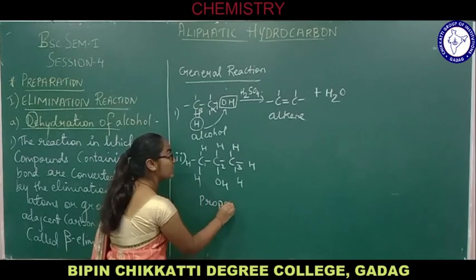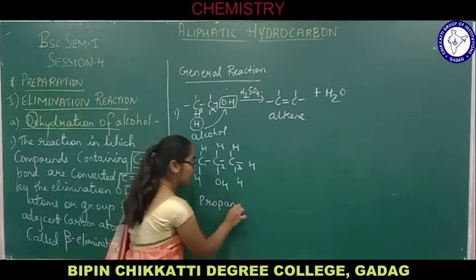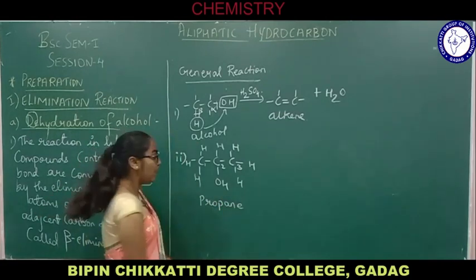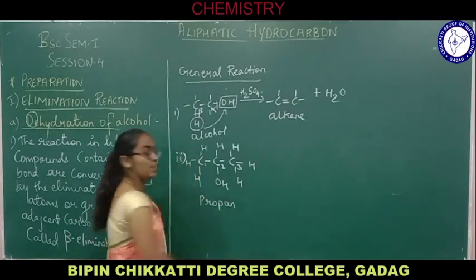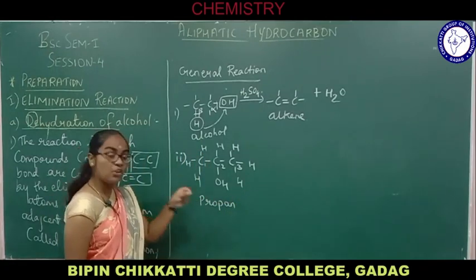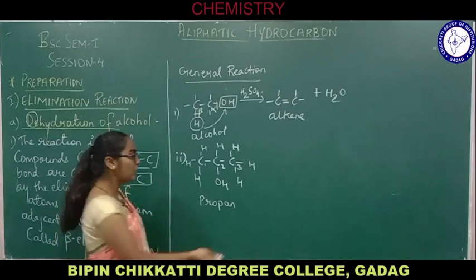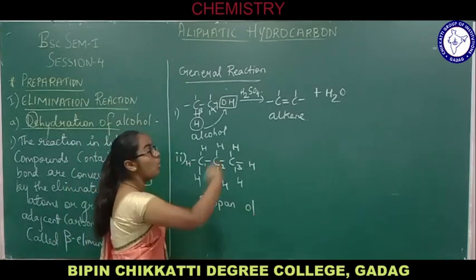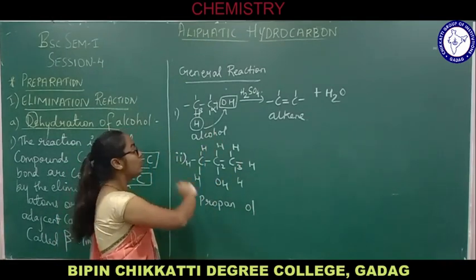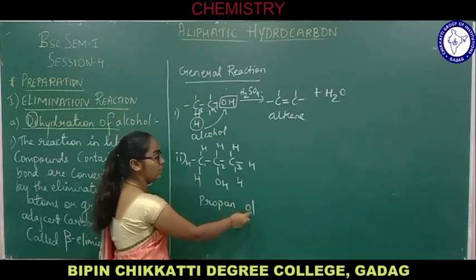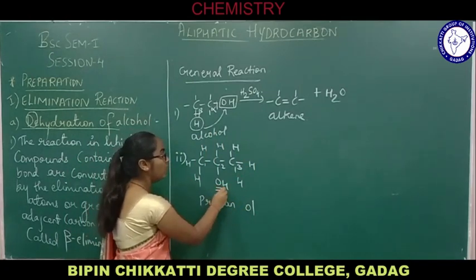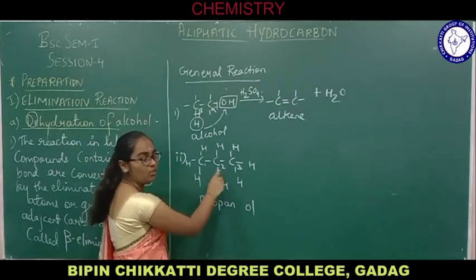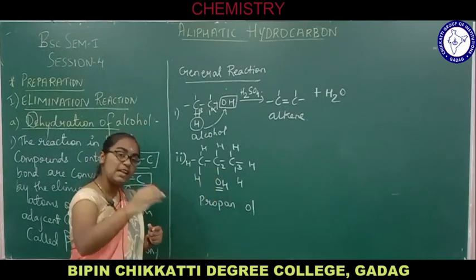The parent alkane will be propane, but the E will get erased, and in place of that E, the OL group will come. The OL, alcohol, right? So the OL group will come, but the OL group is present between whom? At carbon number 2. Not between, it is attached to carbon number 2.